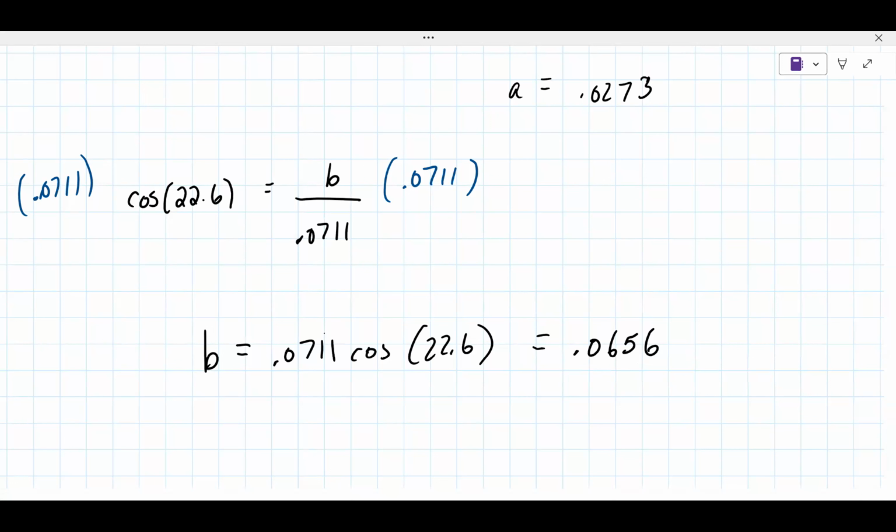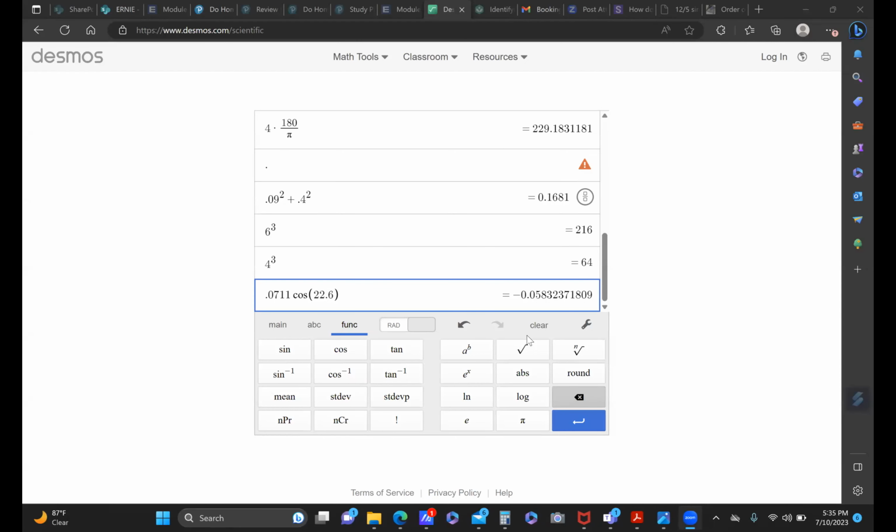I'm gonna share my screen real quick and see what I'm typing in wrong. So you have RAD selected. It needs to be in degree. Oh my gosh, that's what it is. Yeah, it's usually something that simple. All right, okay, good.